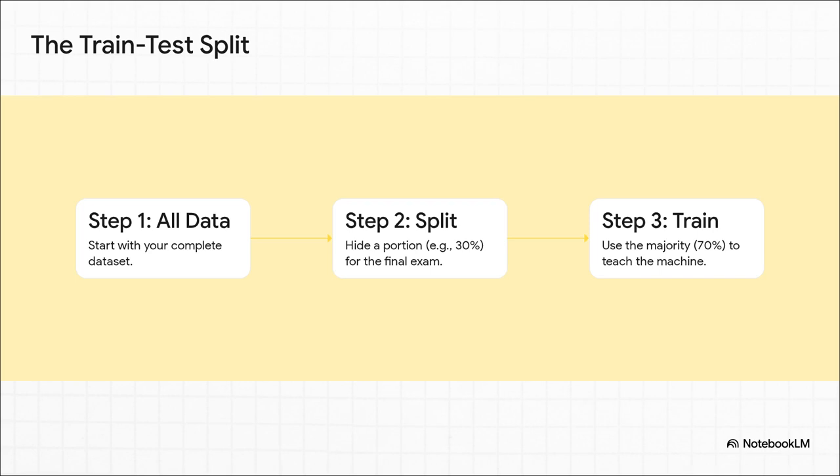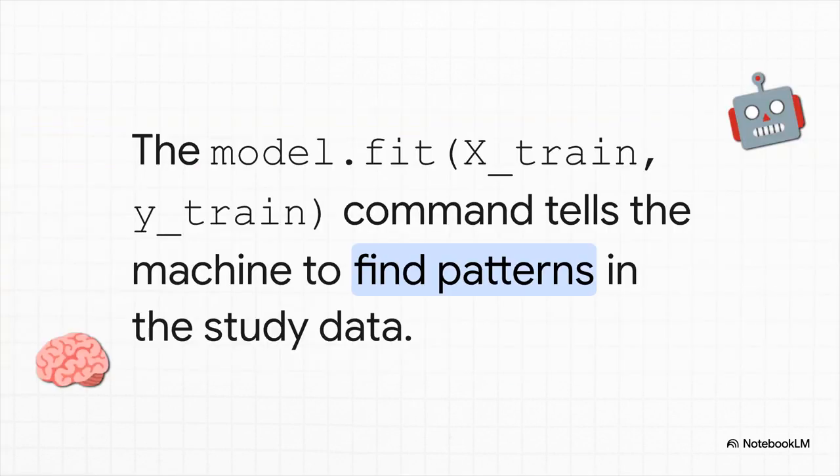And the solution is actually pretty simple, but it's totally brilliant. It's called the train-test split. We give the machine the majority of the data, say 70% of it, and that's its study material. But we keep the other 30% hidden away. That becomes the final exam. The machine never, ever gets to see the test questions ahead of time. And you know what's wild? The actual learning part, it all kicks off with a single command, just like this one.